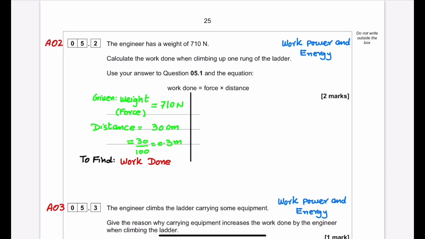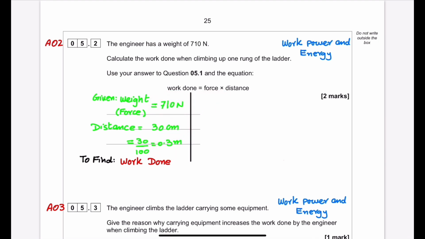We know the distance traveled for one rung, that is 30 centimeters, and we need to convert 30 centimeters into meters by dividing it by 100. So the distance traveled by the engineer is 0.3 meters. The work done is equal to force into distance. We will use both the values in our formula and will get the work done by the engineer.